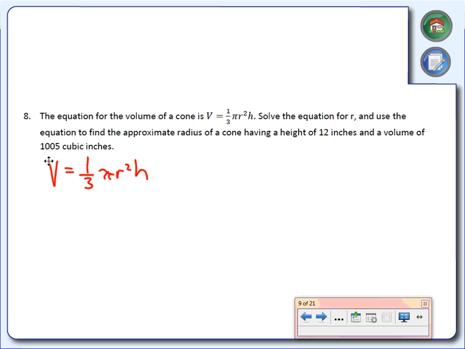And the first thing we're going to do is solve it for r. I want r all by itself. First thing I'm going to do is take both sides and multiply by 3. That way I can get rid of that 1/3. So this 1/3 and this 3 are gone. Now I have 3V is equal to pi r squared h. So this is my new equation. All I did was multiply both sides by 3.